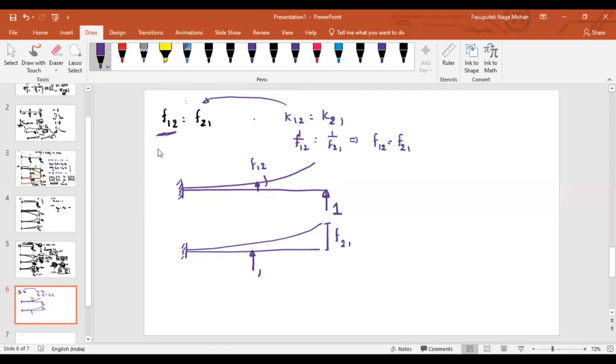F12, sir. Can you tell me what will be the deflected shape here? What is the deflected shape in the portion AB? And what will be the deflected shape in the portion BC? What can be the deflected shape in the portion BC? Can you tell me? Trapezoid, sir. What is the shape?